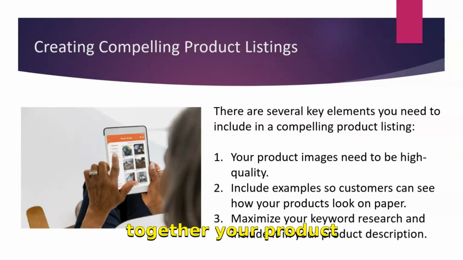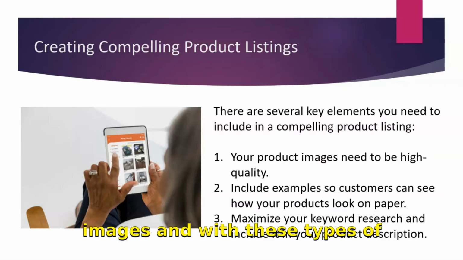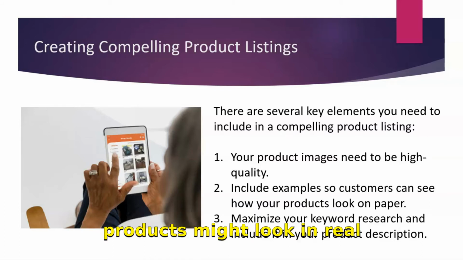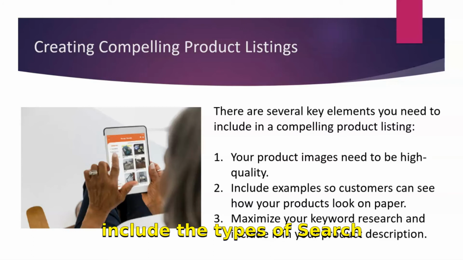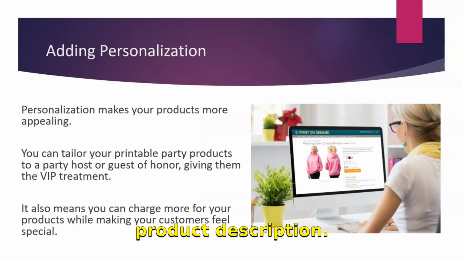Now, in terms of putting together your product listings, they really should be high quality. One of the great things about Etsy is that they allow you to include a lot of product images. And with these types of digital download products, you really want to include mock-ups, where people can actually see how your products might look in real life. There are a lot of free and paid tools out there that allow you to do that quickly and easily with your screenshots of your products. And of course, you want to use your keyword research and include the types of search terms that people are looking for in your title and your product description.